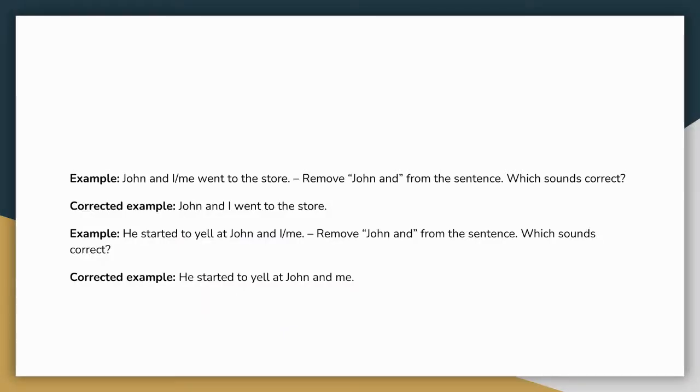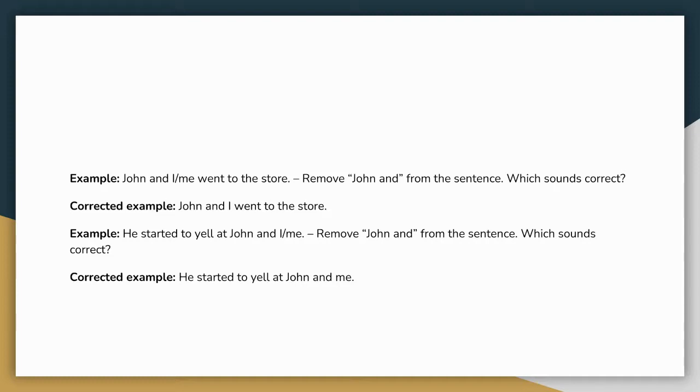John and I or me went to the store. So remove John and from the sentence. Which one sounds correct? And this is where reading aloud can really help you in the long run, because you can pick up on things when you read them out loud. John and I went to the store. Sounds great. John and me went to the store. So I went to the store is correct. Me went to the store, not correct.